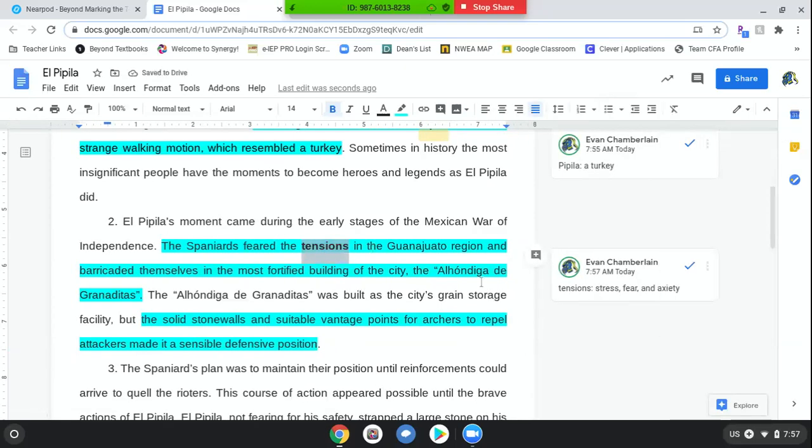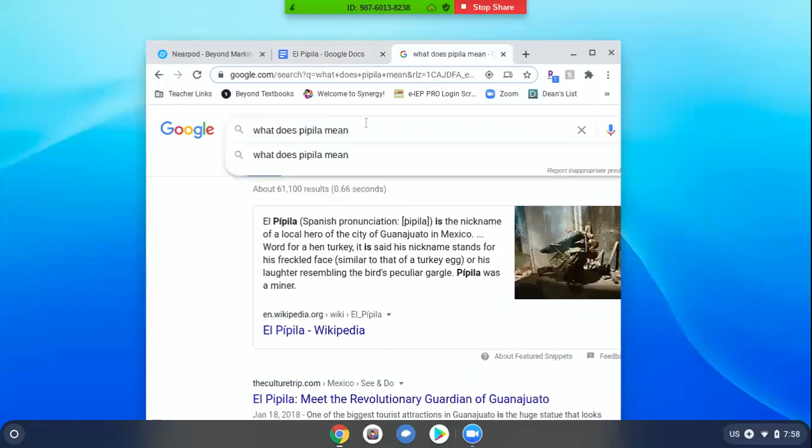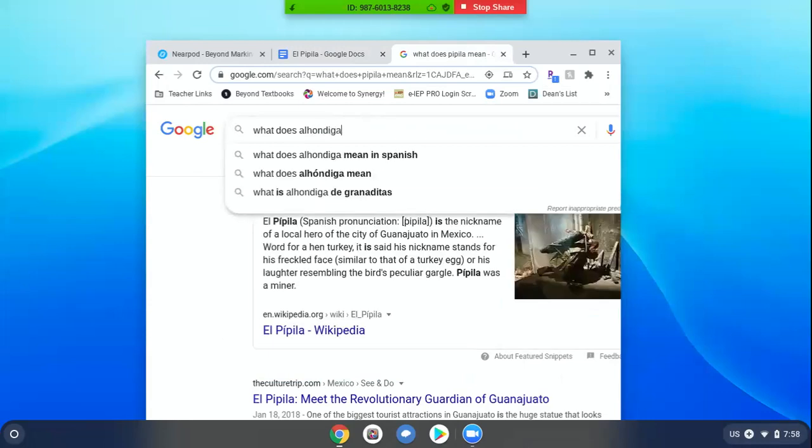I might also want to look up what alhóndiga means, or granaditas, because that might help me understand this better. So again, I'm going to bold, I'm going to hit the plus, and this one I'm probably going to have to look up since I know that this is all in Spanish. And so I'll open a new tab. What does alhóndiga de granadita? Wow, how does it already know?